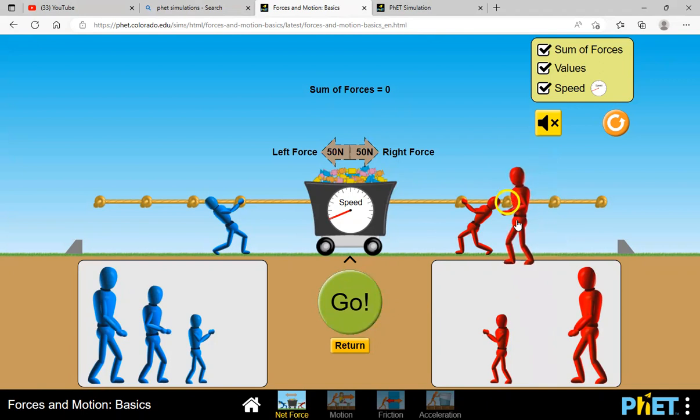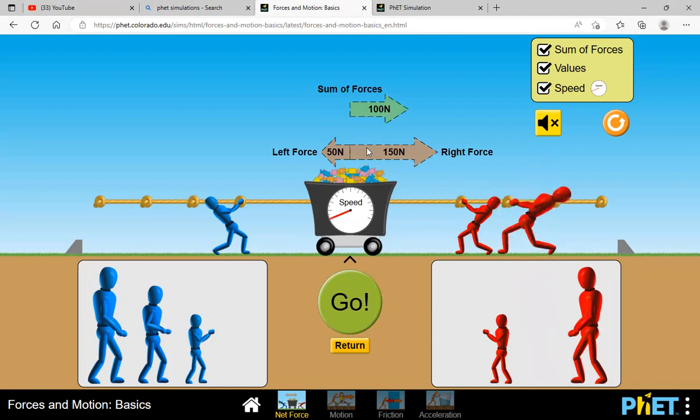Now let's try placing this red guy here on this side, and let's see what happens. Look, the sum of the forces that are directed to the right is now equal to 150 Newton. However, this person is still exerting a force that is 15 Newton. What do you think will happen? Will this object accelerate, or change speed, to the left or to the right? Of course, it will move to the right. Let's see.